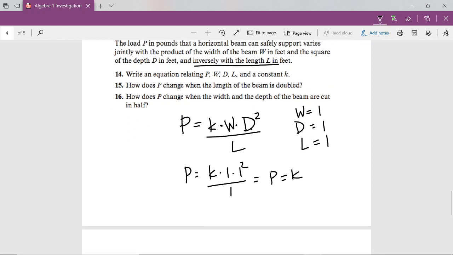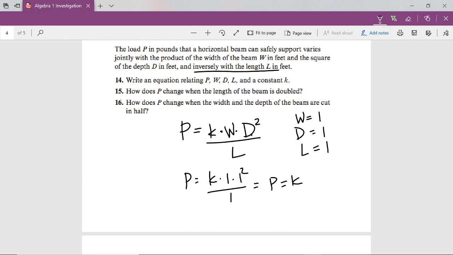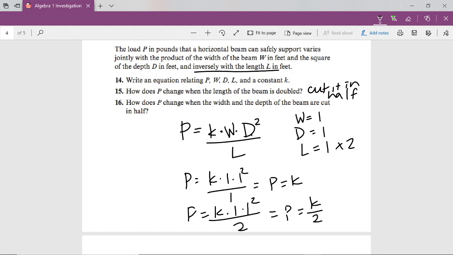Awesome. But what if we say, you know what, I am going to double the length of the beam. And I now have P equals K times 1 squared over 2, which means that I have P equals K divided by 2. So when I double the length of the beam, just like with inverse variation, if I increase that length, then I decrease the pounds that it can support. Okay, I actually cut it in half. So just like inverse variation, if I increase this amount here, it decreases my other variable.